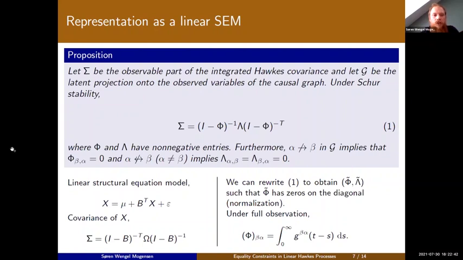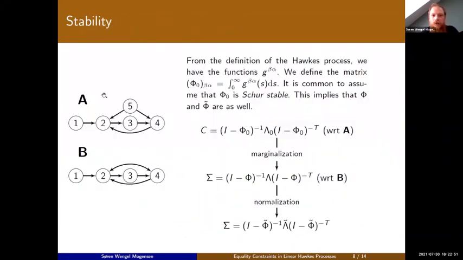Okay, so I'll jump to why this is interesting a little bit. Just to note somewhat of a difference from the linear SEM case is the following. Let's say that I start from a fully observed model. In an example, we have the graph in A. In this case, I have the top representation, so C equals this expression. If I marginalize away 5, for instance, I still have this representation.